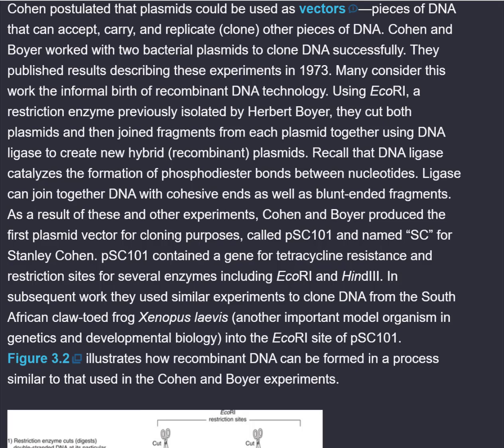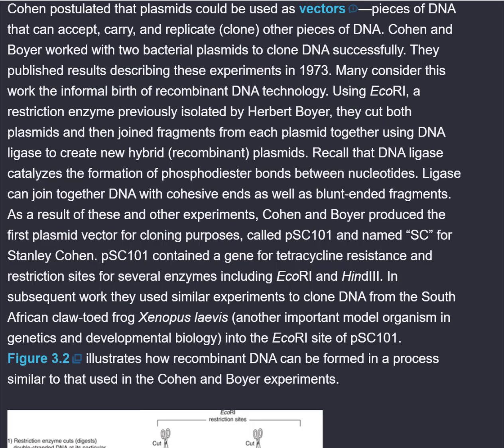Cohen and Boyer worked with 2 bacterial plasmids to clone DNA successfully. They published results describing these experiments in 1973. Many consider this work the informal birth of recombinant DNA technology. Using EcoRI, a restriction enzyme previously isolated by Herbert Boyer, they cut both plasmids and then joined fragments from each plasmid together using DNA ligase to create new hybrid, recombinant, plasmids.